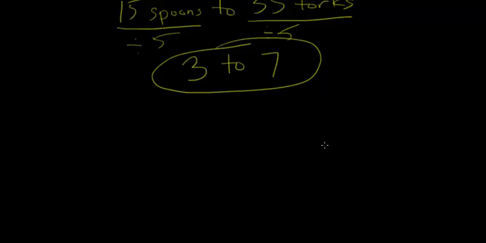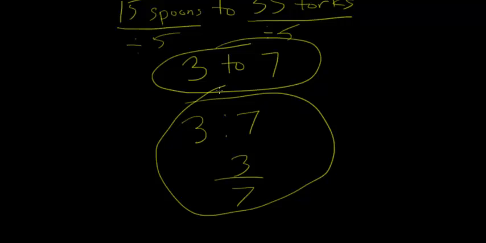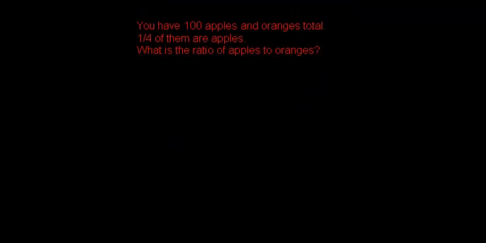Do remember that you can also write this as, we'll probably do this in the next two examples as well, 3:7 or 3/7. And those are both correct as well. Okay, let's move on to our next example.